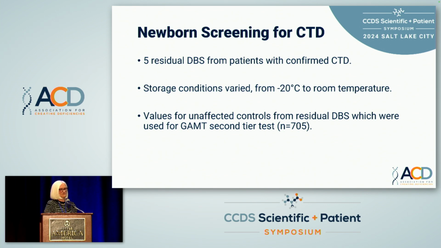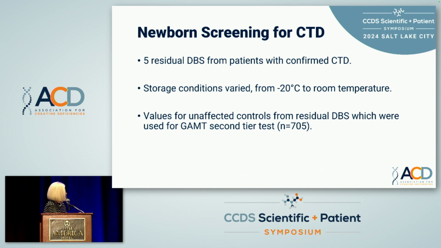I'm still trying to clarify which one is which, but the reason why the storage is important is because, especially for creatine, you might see some changes that are due to the storage if it's not stored properly. In our studies, when we did the GAMT screening, -20 was pretty good, and we didn't see any problem with blood spots stored at -20. Then we had unaffected control values from residual dry blood spots. These were used for the GAMT second-tier test. And the reason why we used this is because we had all 3 markers available: creatine, creatinine, and guanidino acetate.